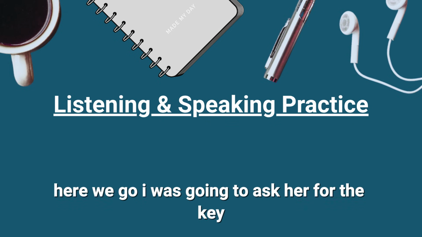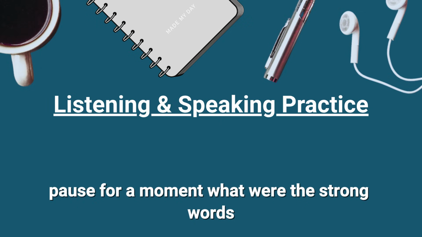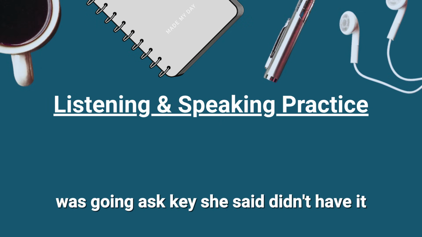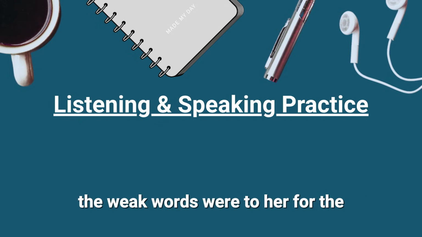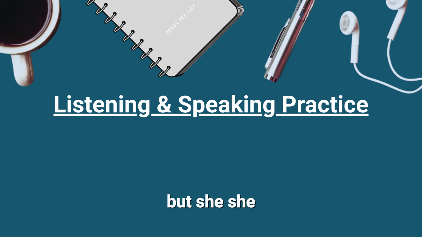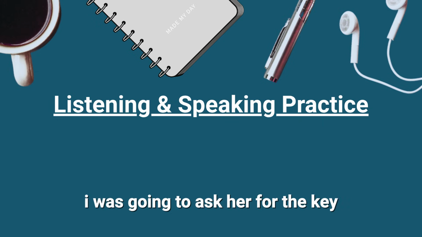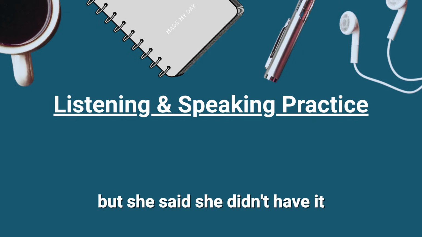Okay, here we go. I was going to ask her for the key, but she said she didn't have it. Pause for a moment. What were the strong words? Was, going, ask, key, she, said, didn't, have, it. The weak words were to, her, for, the, but, she. I was going to ask her for the key, but she said she didn't have it.